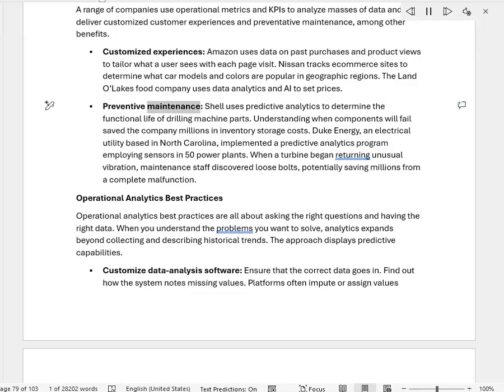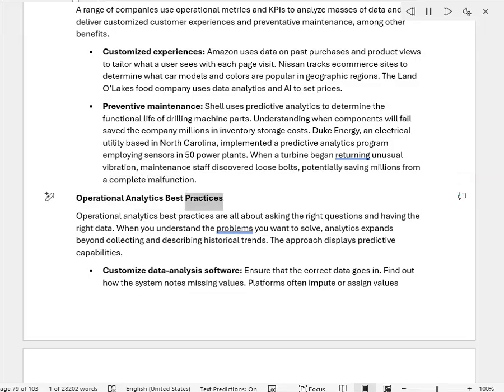Preventive maintenance. Shell uses predictive analytics to determine the functional life of drilling machine parts. Understanding when components will fail saved the company millions in inventory storage costs. Duke Energy, an electrical utility based in North Carolina, implemented a predictive analytics program employing sensors in 50 power plants. When a turbine began returning unusual vibration, maintenance staff discovered loose bolts, potentially saving millions from a complete malfunction.